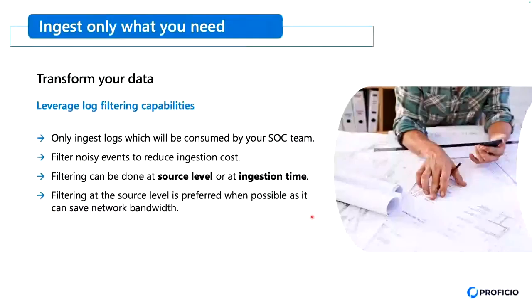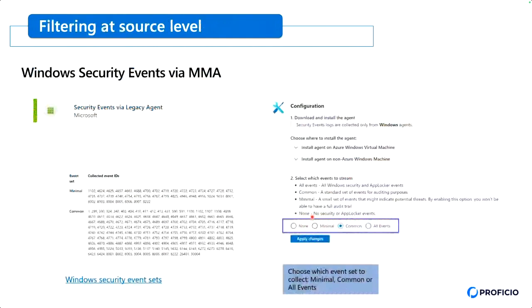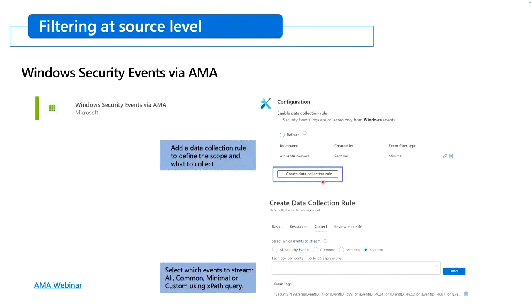To summarize, ingest only what you need. Do not ingest everything like you probably did with on-prem SIEM systems. Also filter at the source level. You can, for example, configure the events that you would like to stream based on event ID or category. You can also create a data collection rule to collect only the events that will be analyzed, and that is a recommendation here.